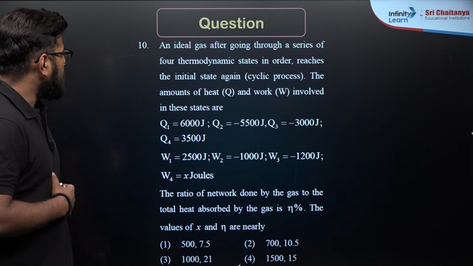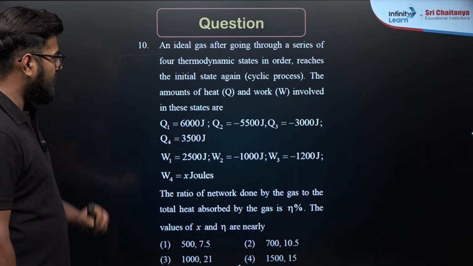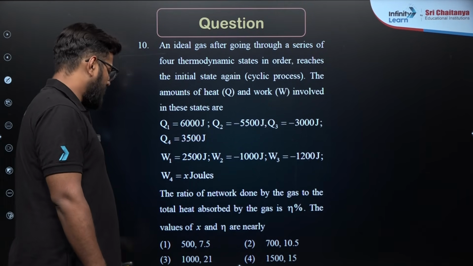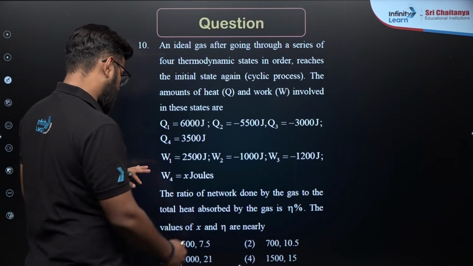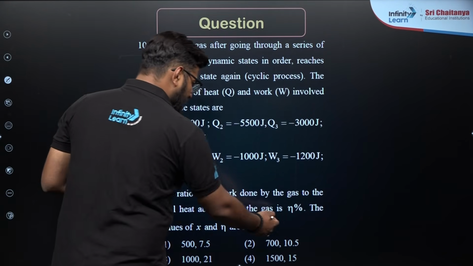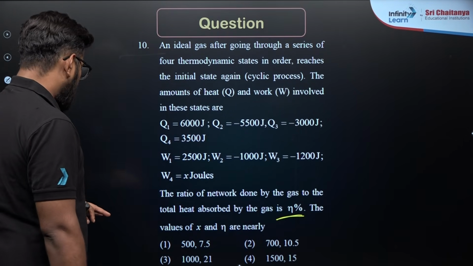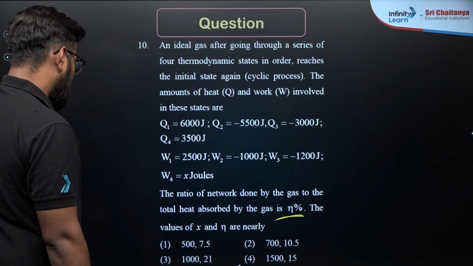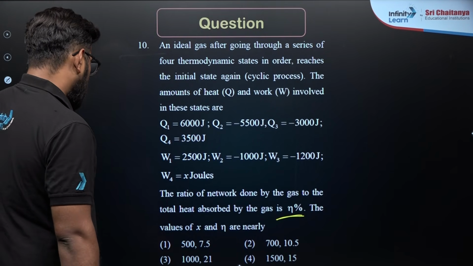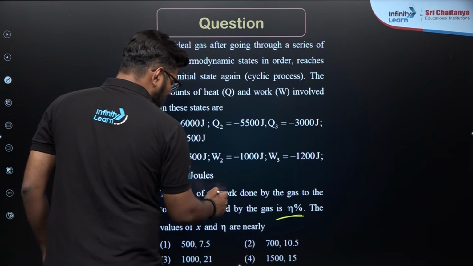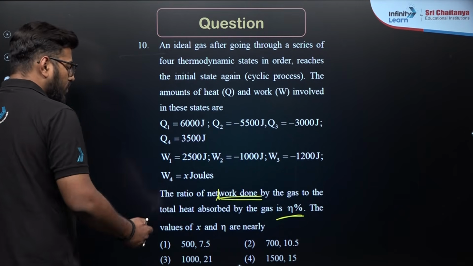An ideal gas, after going through a series of 4 thermodynamic states in order, reaches the initial state again. So it's a cyclic process. The amount of heat and W in the states are as follows. What we need to find out is the efficiency, basically the ratio of net work done by the gas to the total heat absorbed by the gas, eta percent. The value of X and eta are nearly. The ratio of the net work done by the gas to the total heat absorbed.